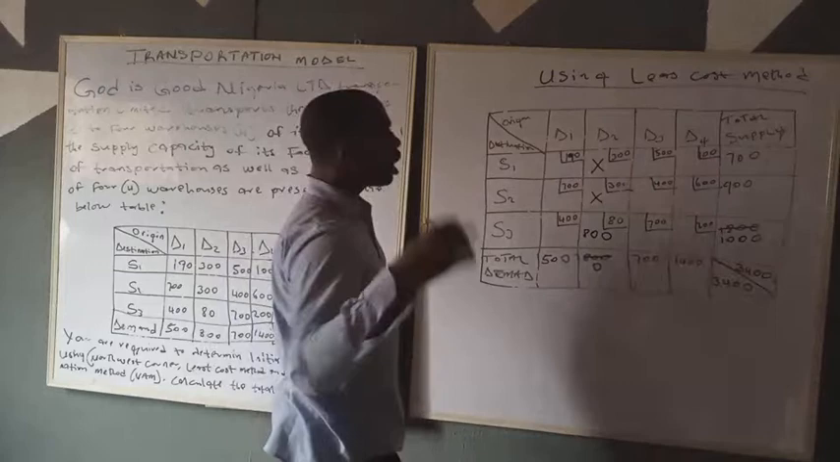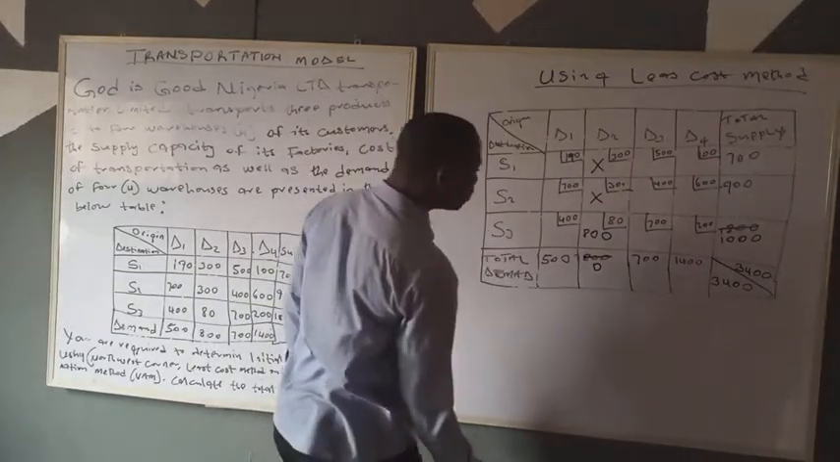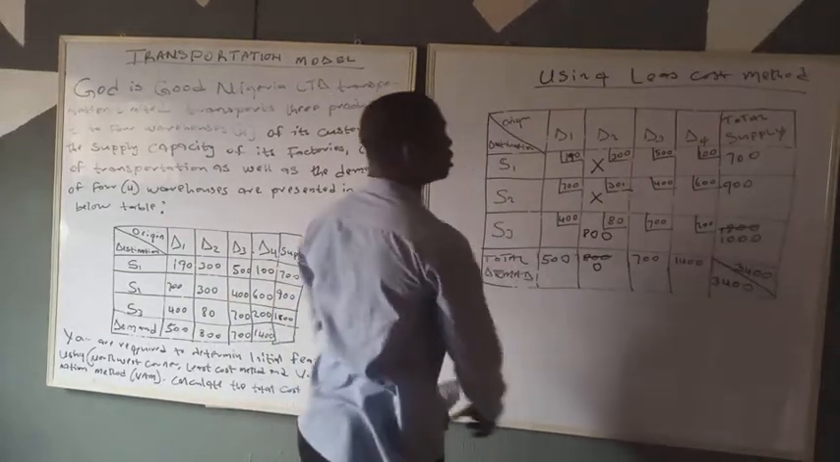Then we look at another lowest cost. What is the other lowest cost? We have 100. So 100 is the other lowest cost.